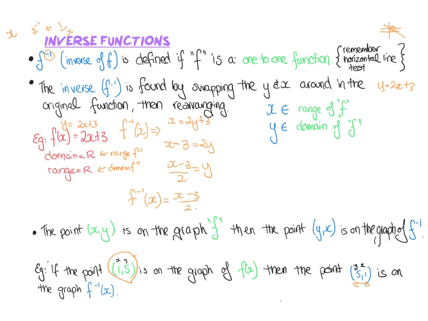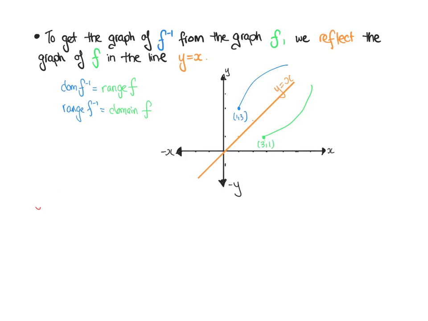So let's go on to looking at the graph. Here in the green, I have drawn an original function. I've just drawn what it's like. I've got a starting point. Here you can see what I've done. If that point here was a point on the graph, then the opposite, so we've got 3, 1, so 1, 3 must be a point on the inverse function, so I've drawn it there.